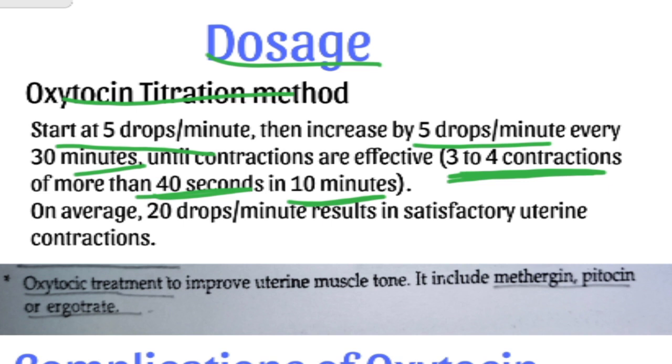Generally in mothers, at 20 drops per minute the woman gets contractions, in the sense that in 2 hours the woman gets pain. Oxytocic treatments have a few types, like methergine, pitocin, and ergotrate. These are the types of oxytocics.